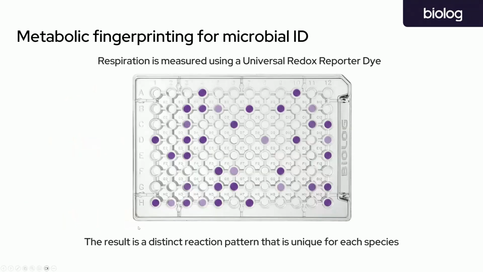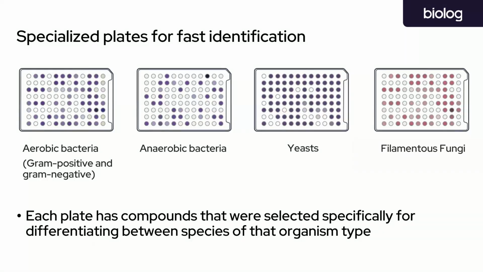And so the result of that dye reduction is this distinct pattern that, because we've selected a specific combination of substrates and compounds to put in the plate, should be unique for each species in our database. And we've divided our database into four distinct categories, and those are shown here with their respective plates. And we'll go through each of these in more detail a bit later.